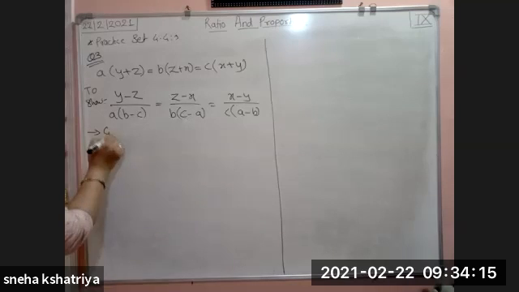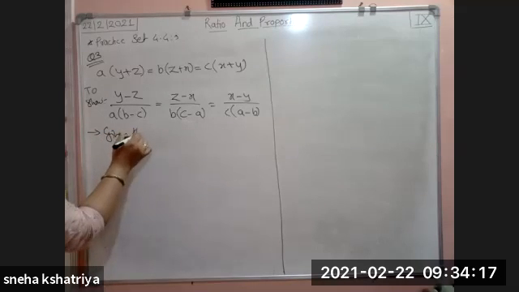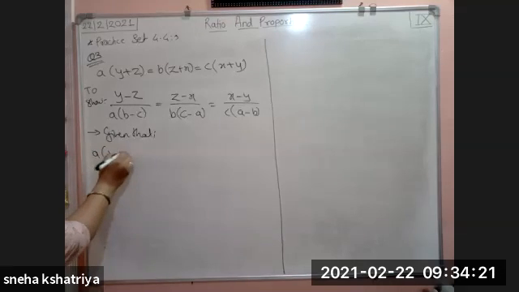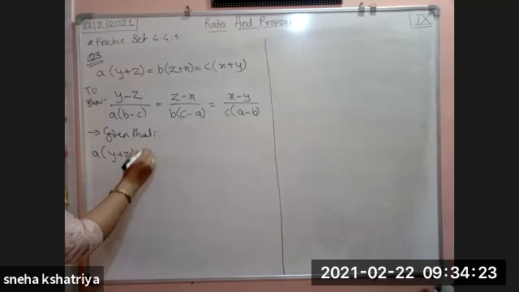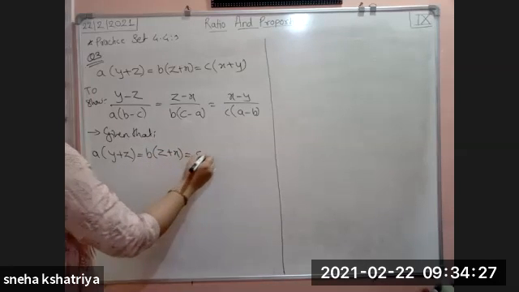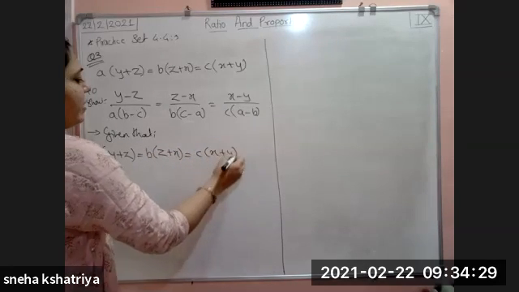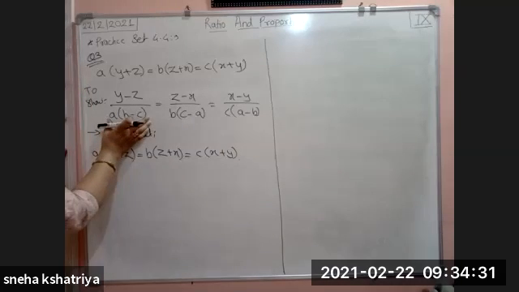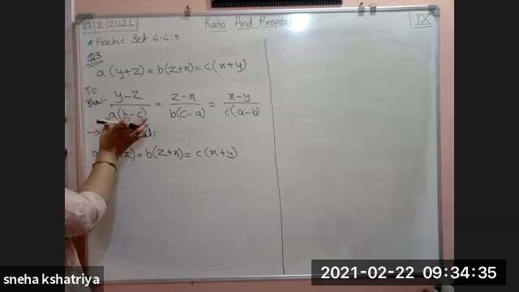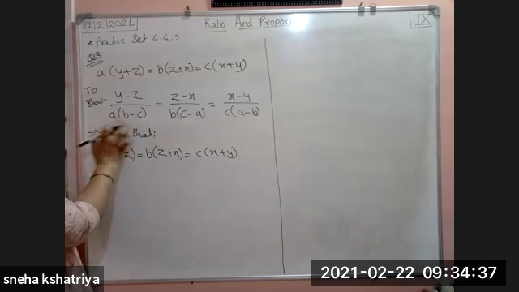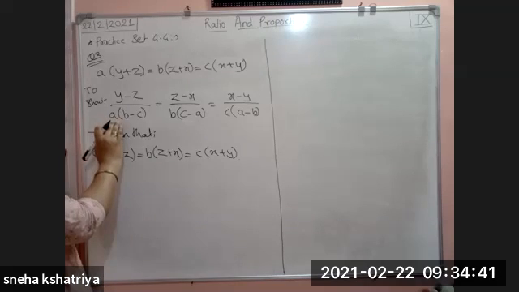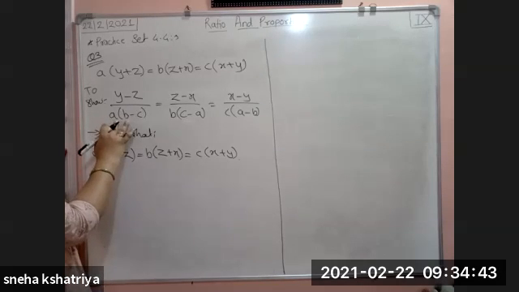So first write down given that a into y plus z is equal to b into z plus x, which is equal to c into x plus y. See what we have to show. According to that, we have to take the steps. So here at the denominator, you can see that there are the terms of a, b, c.